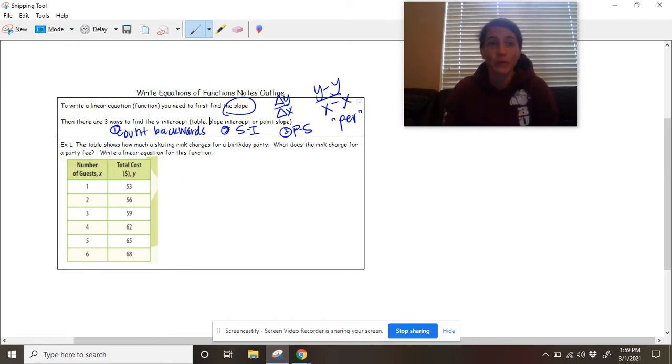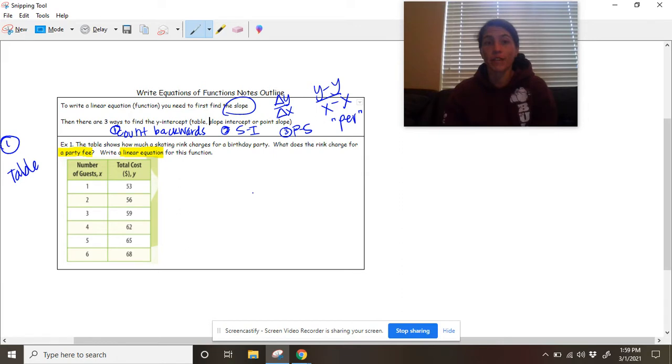So the first example I'm going to show you is with a table. I'm first going to show you how to count with a table. The table shows how much a skating rink charges for a birthday party. So we have 2 questions. What does the rink charge for a party fee? And write the linear equation.